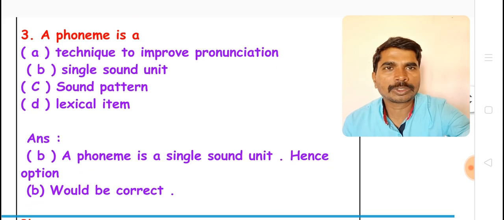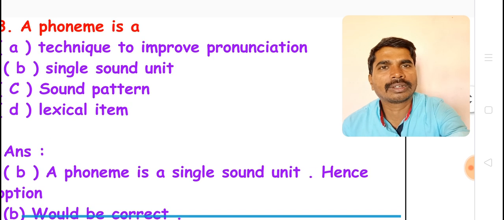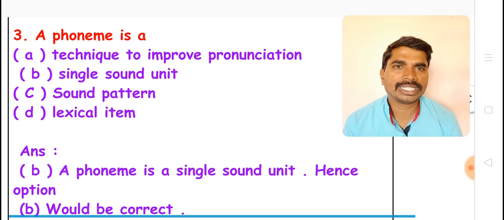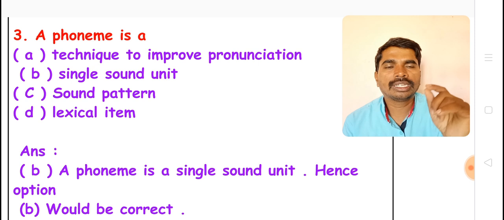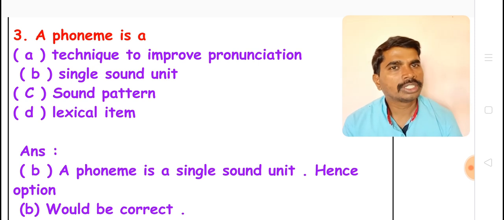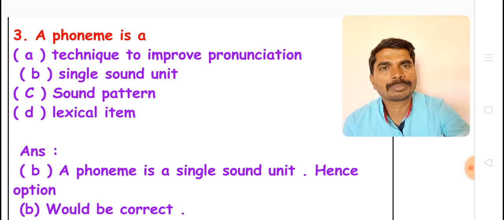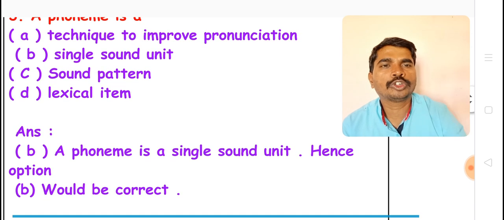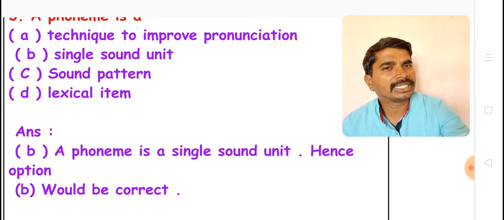Let's take the next question. Phoneme is what kind of technique? Phoneme is a technique to improve pronunciation, single sound unit, sound pattern, lexical item. In the given options, B is the right answer. Phoneme is a single unit of sound. That is the answer.